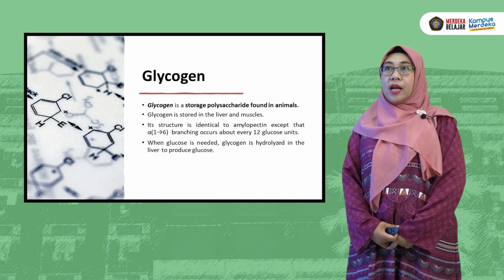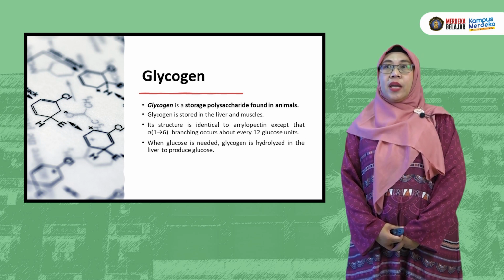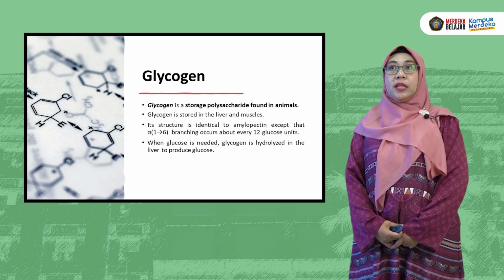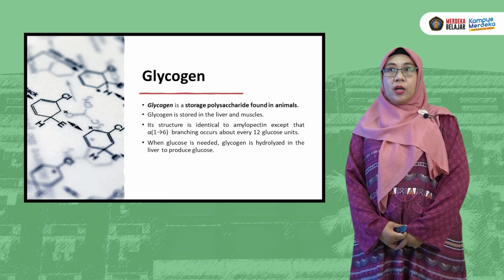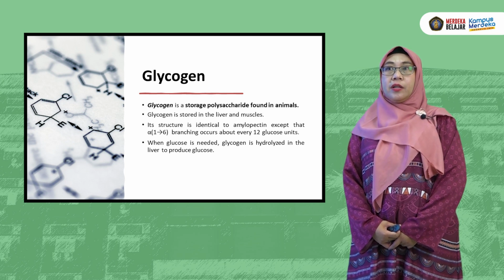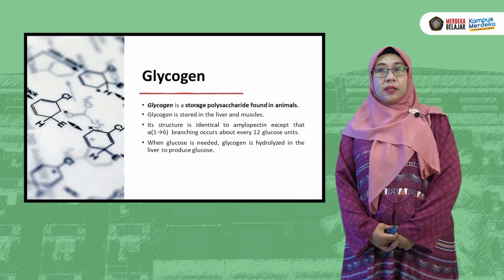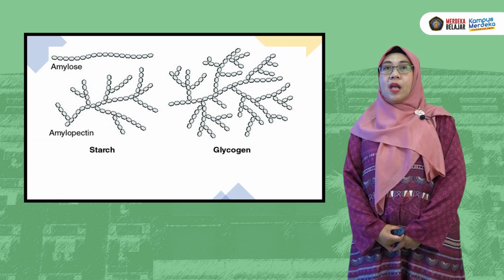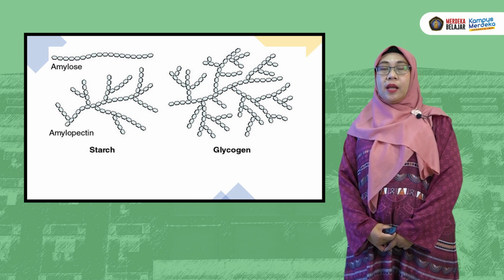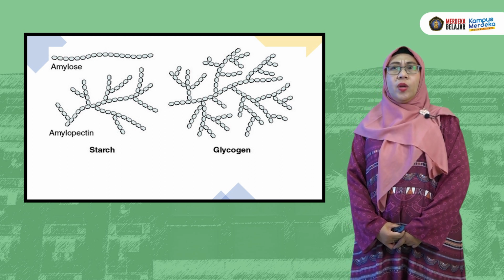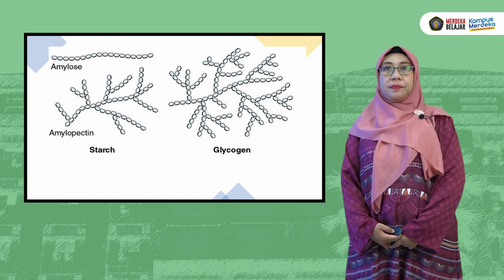Another storage polysaccharide is glycogen. Glycogen is a storage polysaccharide found only in animals. Glycogen is stored in the liver and muscles. Its structure is identical to amylopectin, except that alpha-1,6 branching occurs about every 12 glucose units. When glucose is needed, glycogen is hydrolyzed in the liver to form glucose. Alright, this is the comparison of the molecular structures of amylose, amylopectin, and glycogen, so that you can visualize their differences.